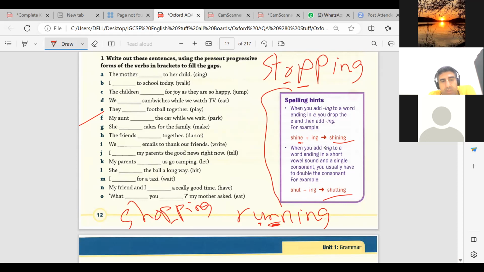Type. Can you please complete the first one? My mother to her child. Use the present progressive. My mother is singing to her child. Yes, my mother is singing to her child.